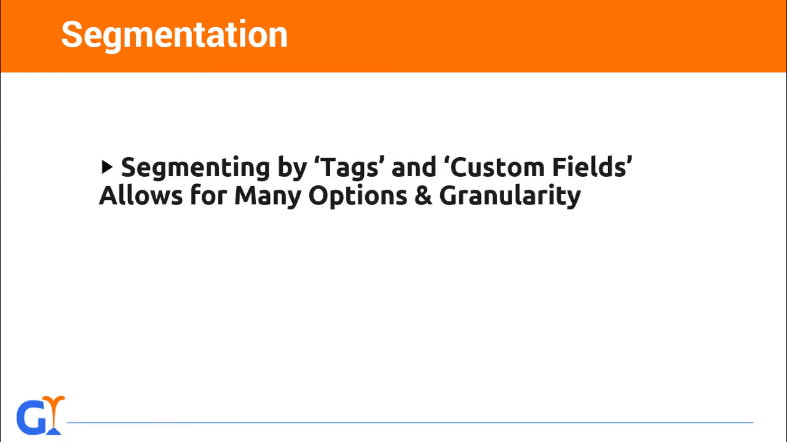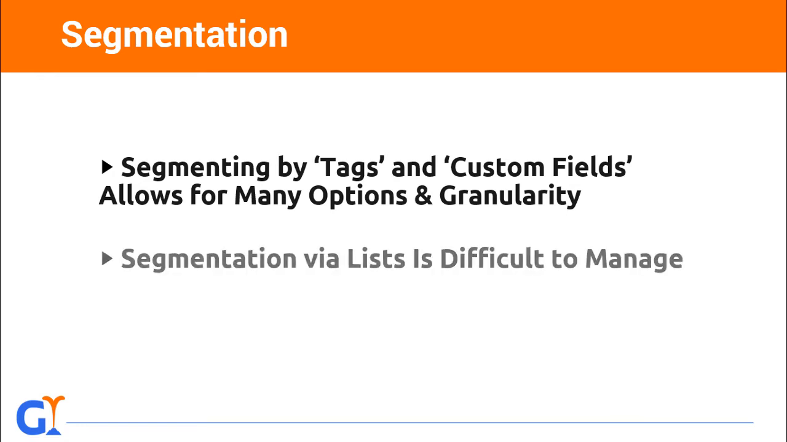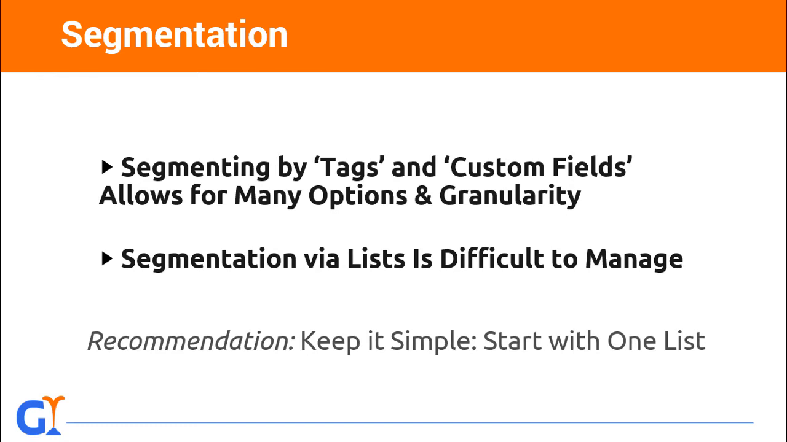With custom fields and tags, you can define your audience as granularly as you want by mixing and matching the two. Conversely, if you use lists for segmentation, you run the risk of creating too many lists. List management can then become a headache both on your side and for the contact. I've worked with clients who have dozens of lists, and managing those lists and understanding the differences between them is truly difficult. Therefore, I recommend always starting with one master list.